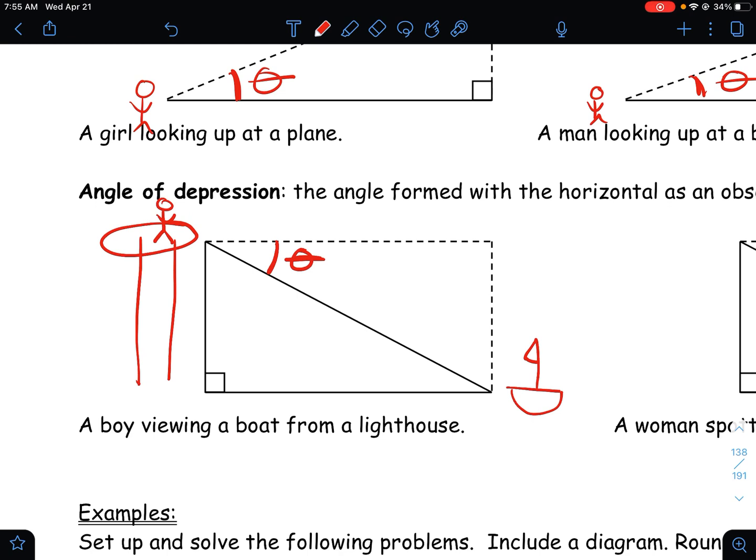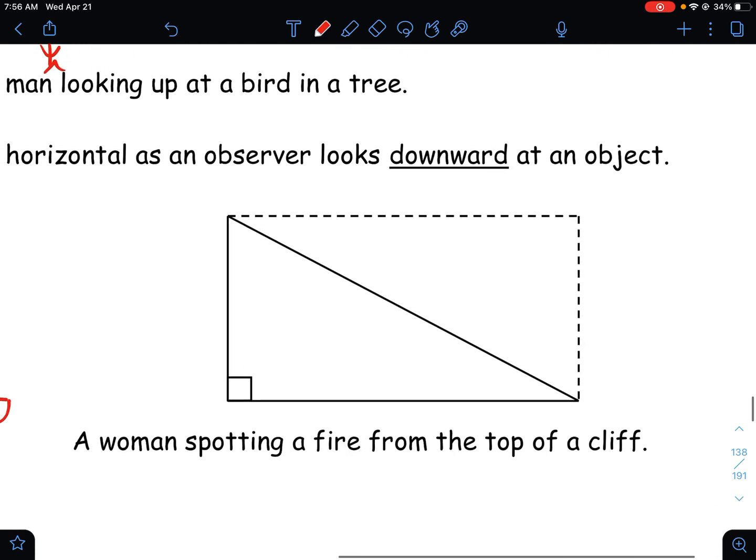However, it's important to recognize that the angle of depression and the angle of elevation actually end up being the same thing because these lines are parallel. These guys are alternate interior angles. So you end up with them being equal. You have to understand where the angle of depression comes from. It comes from the top because you're looking down. But then you can draw that angle in there because of alternate interior angles.